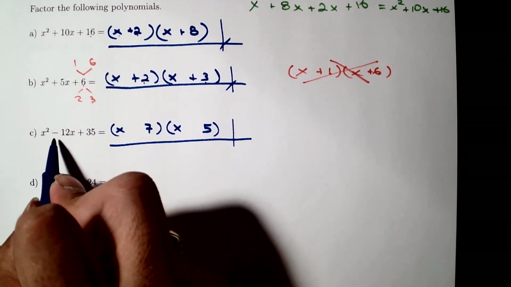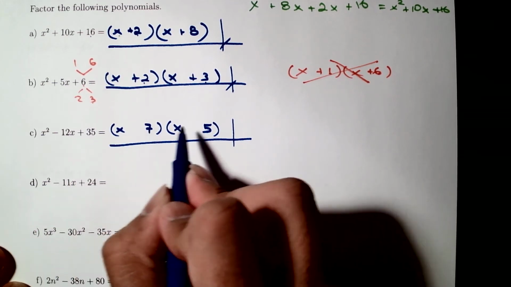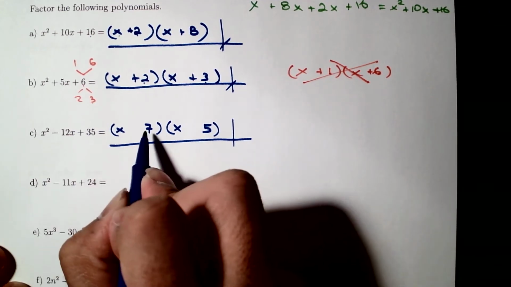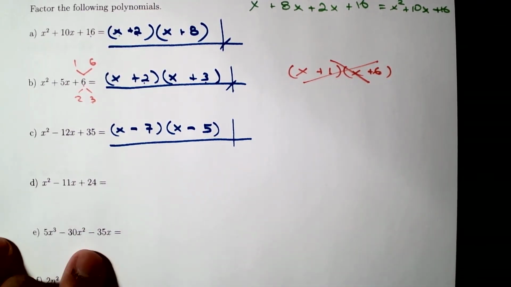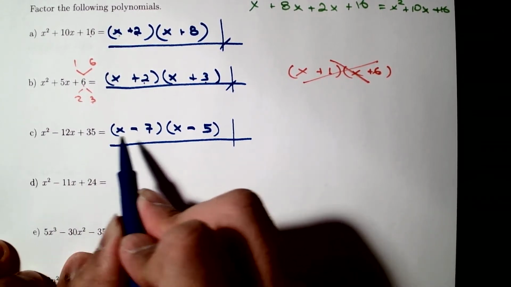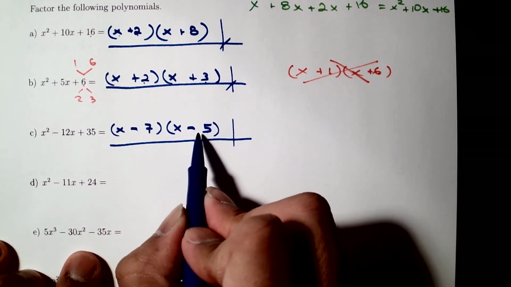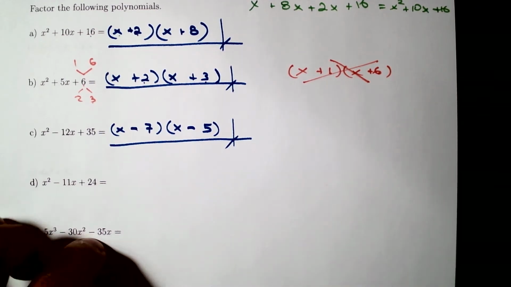Yes, the product of two positives is a positive, but in this case we want these two numbers to add up to a negative number. So we have to make them both negative, because a negative times a negative, negative 7 times negative 5, is positive 35, and negative 7 plus negative 5 is negative 12. Final answer.